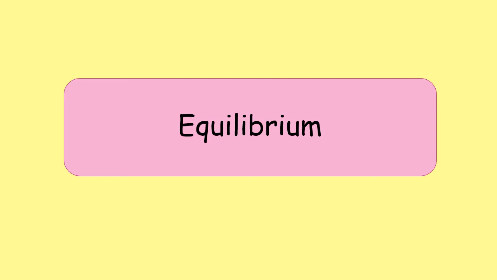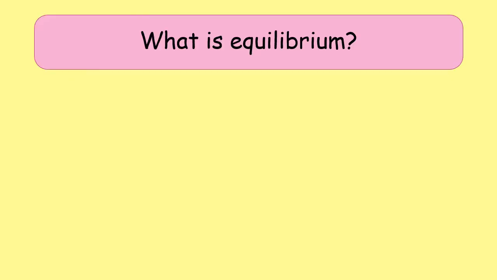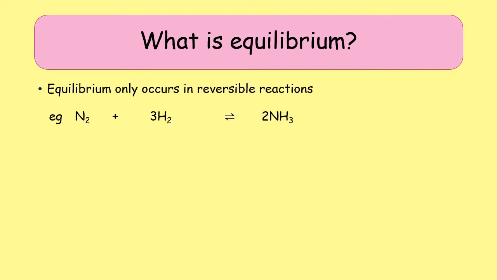So this is higher chemistry, and we're on unit 3, and this whole video is going to be about equilibrium. We should probably start with what is equilibrium. Well, equilibrium is something that only occurs in reversible reactions.